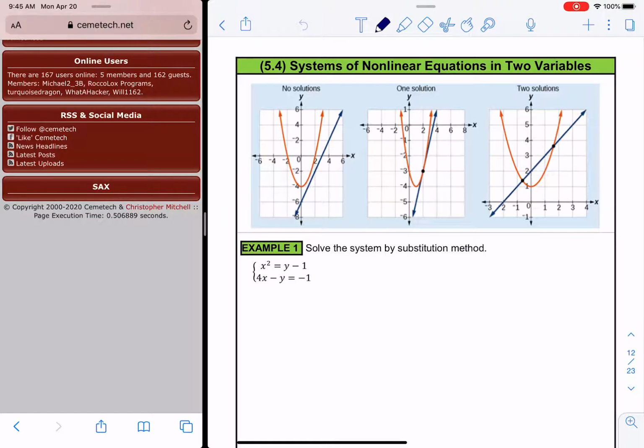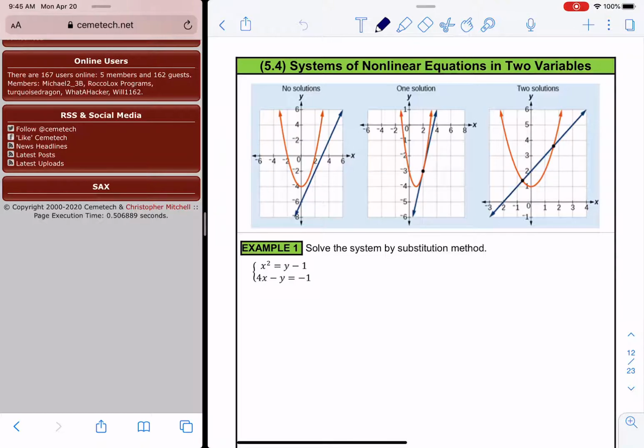So this lecture is on systems of nonlinear equations in two variables, and it is very similar to solving systems of linear equations. We use substitution or the addition method. The process is pretty much the same. So here is the first example.